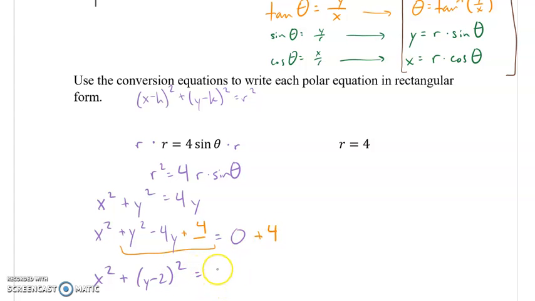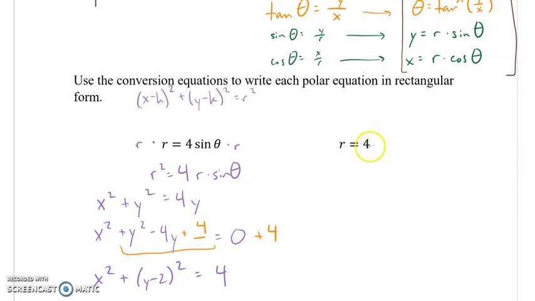And of course, 0 plus 4 is 4. And now we can see that h comma k is 0 comma 2, and the radius is 2. All right, so that's one strategy when you're converting. You might want to multiply both sides by r. Sometimes that's useful. Over here, that would not be a good strategy.